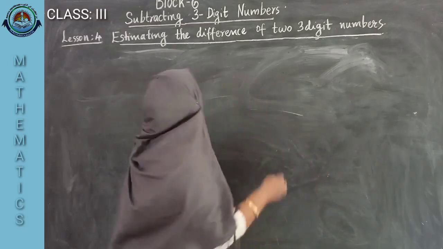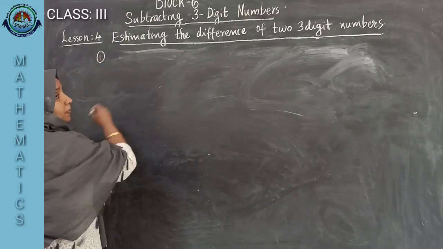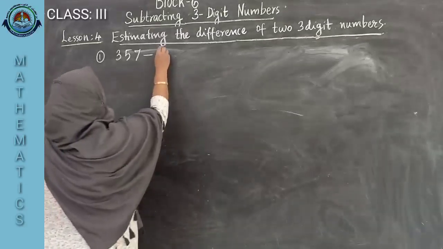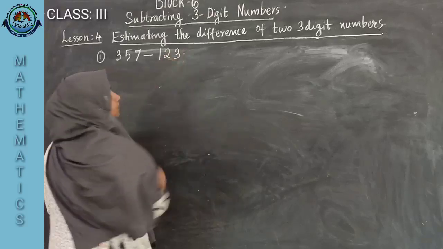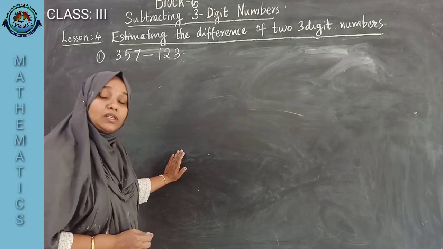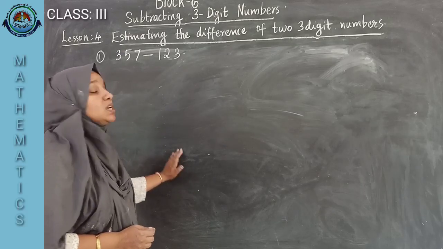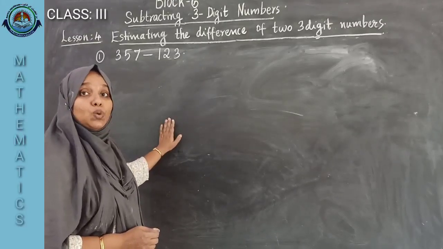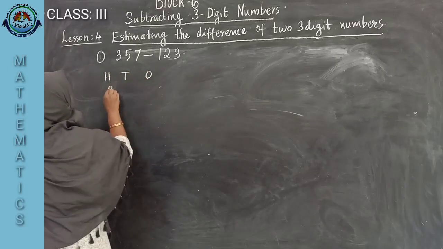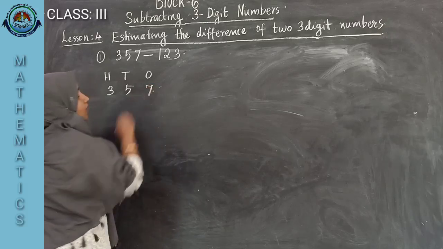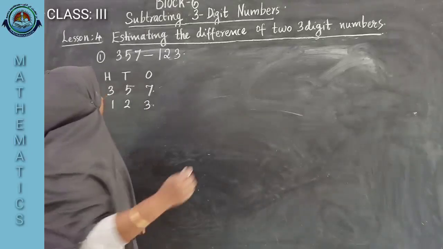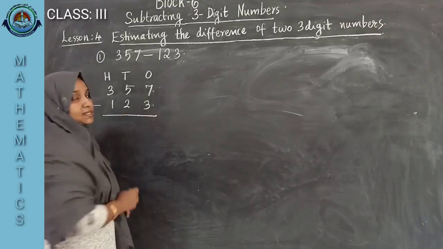Okay. So our first question is 357 minus 123. First we have to find out the actual difference. Actual difference means we find the difference using the column method. So hundreds, tens, ones: here 3, 5, 7, and here 123. Find the difference.